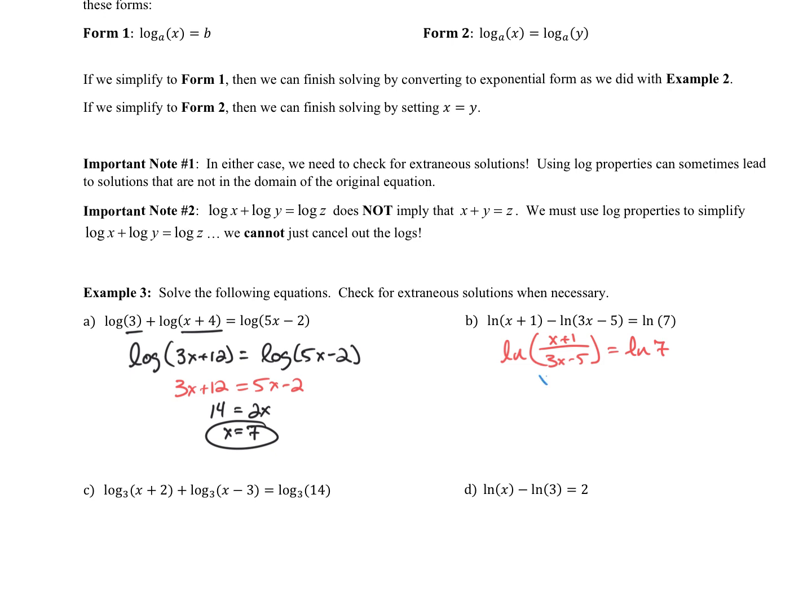And so now I'd end up with x plus 1 over 3x minus 5 is equal to just 7. So now what do we multiply by? 3x minus 5. And so now I have x plus 1 is equal to how many x's? 21 x's. And then minus 35. All right. And so now we need to solve for x. So we first subtract x and add 35. So now I have 36 is equal to 20 x's.